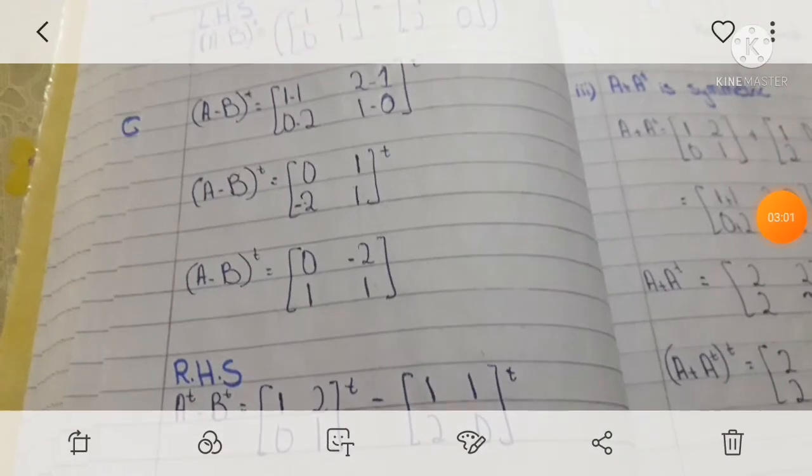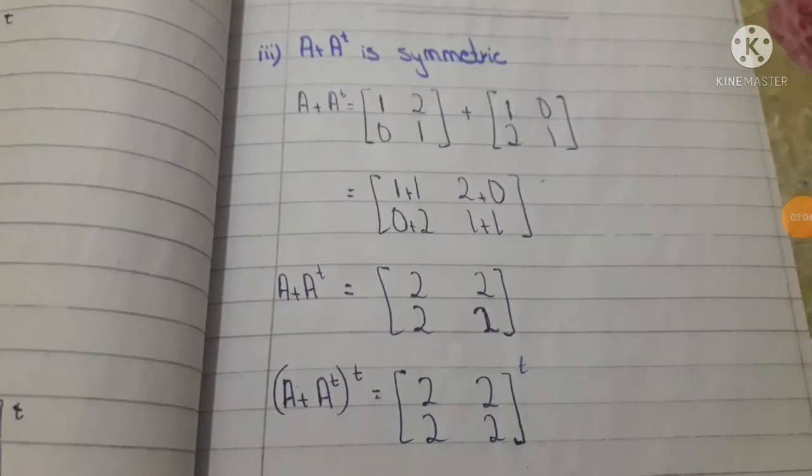Then part 3. Part 3 is: A plus A transpose is symmetric. For this purpose, first of all, we have to find A plus A transpose. A is [1, 2; 0, 1]. Its transpose is [1, 0; 2, 1]. By adding, we are getting [2, 2; 2, 1]. After that we have to take its transpose, and the transpose will become [2, 2; 2, 2].